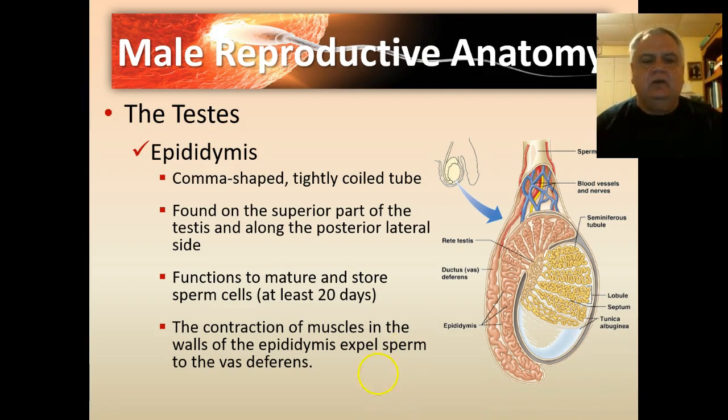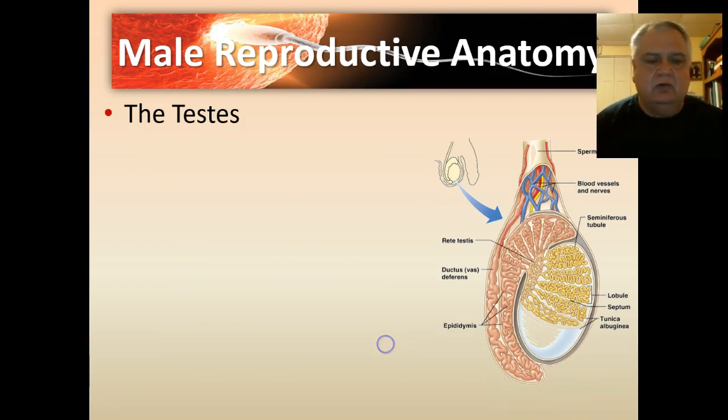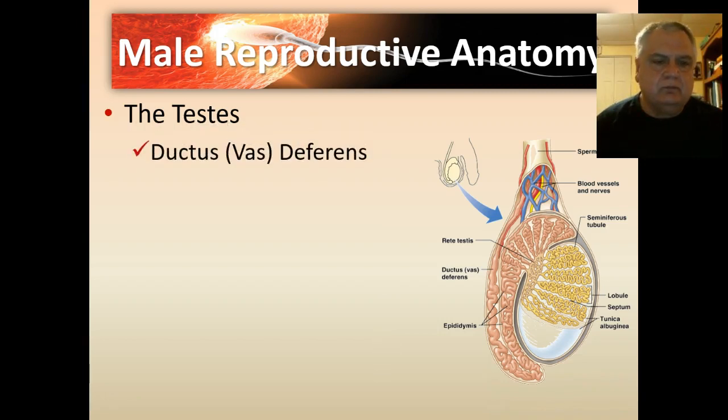Then, contractions of the muscles in the wall of the epididymis will expel the sperm into the vas deferens. These contractions are akin to peristalsis that we've seen already. So peristaltic contractions essentially will begin to move the sperm once they become viable out of the epididymis and onto the next structure, the vas deferens.